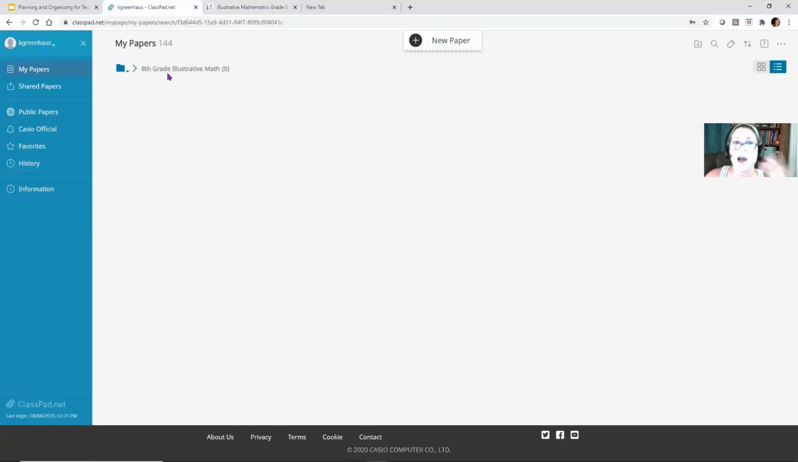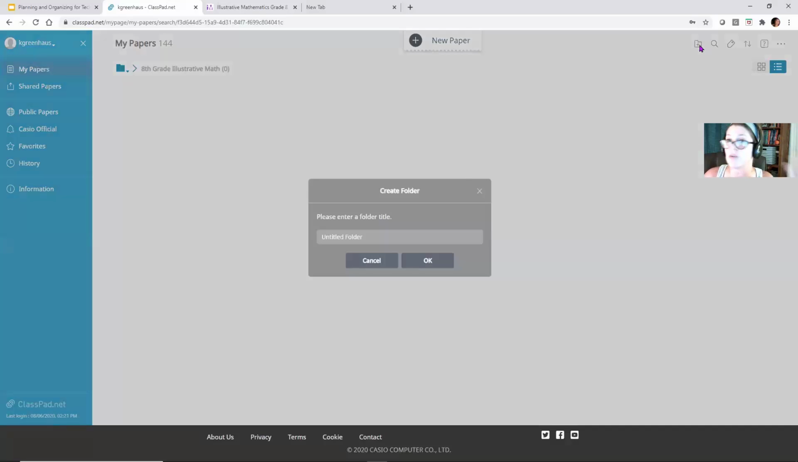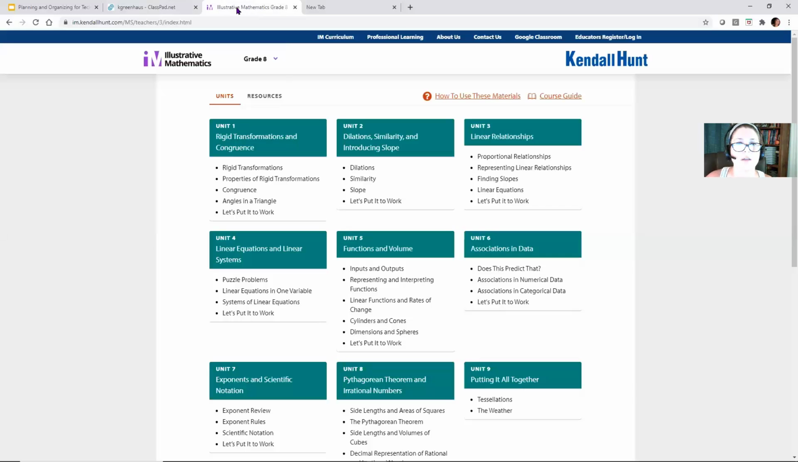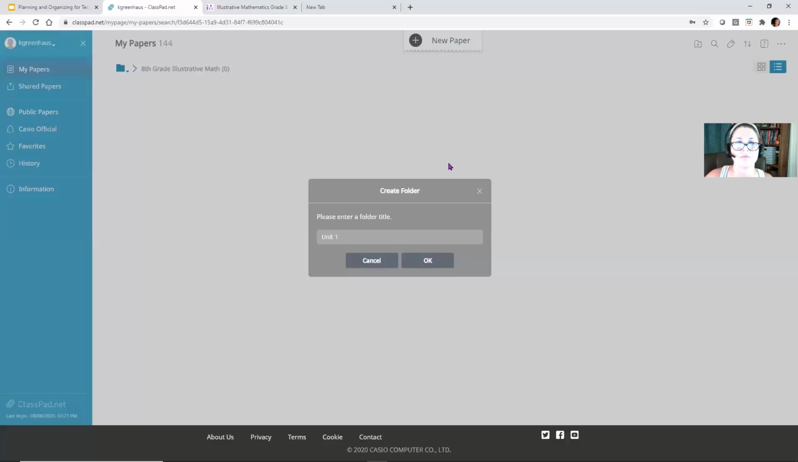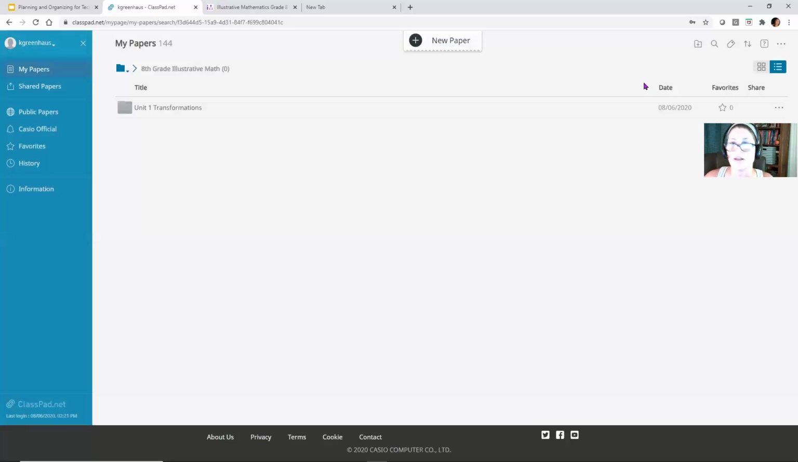So how do you create a folder inside of a folder? Well, you do it exactly the same way you created the folder. Notice up here, this tells you what folder you're in. The 0 means I don't have anything in that folder right now. So I'm going to add another folder, Unit 1, and what was Unit 1 for me? We're going to say transformations. All right, so there's my Unit 1.